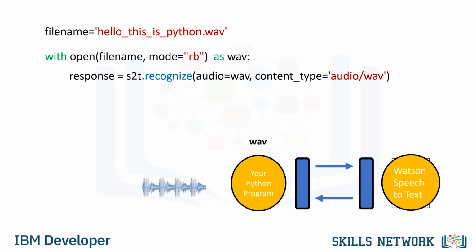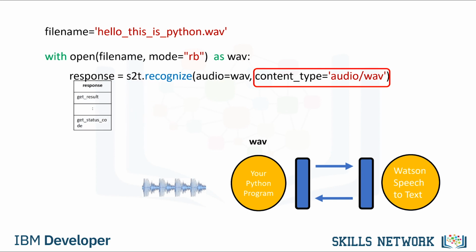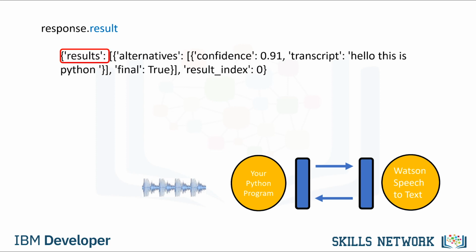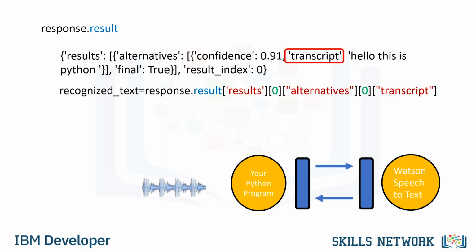We use the method recognize from the speech-to-text adapter object. This basically sends the audio file to Watson speech-to-text service. The parameter audio is the file object. The content type is the audio file format. The service sends a response stored in the object response. The attribute result contains a Python dictionary. The key results value has a list that contains a dictionary. We are interested in the key transcript. We can assign it to the variable recognized_text as follows. recognized_text now contains a string with the transcribed text.